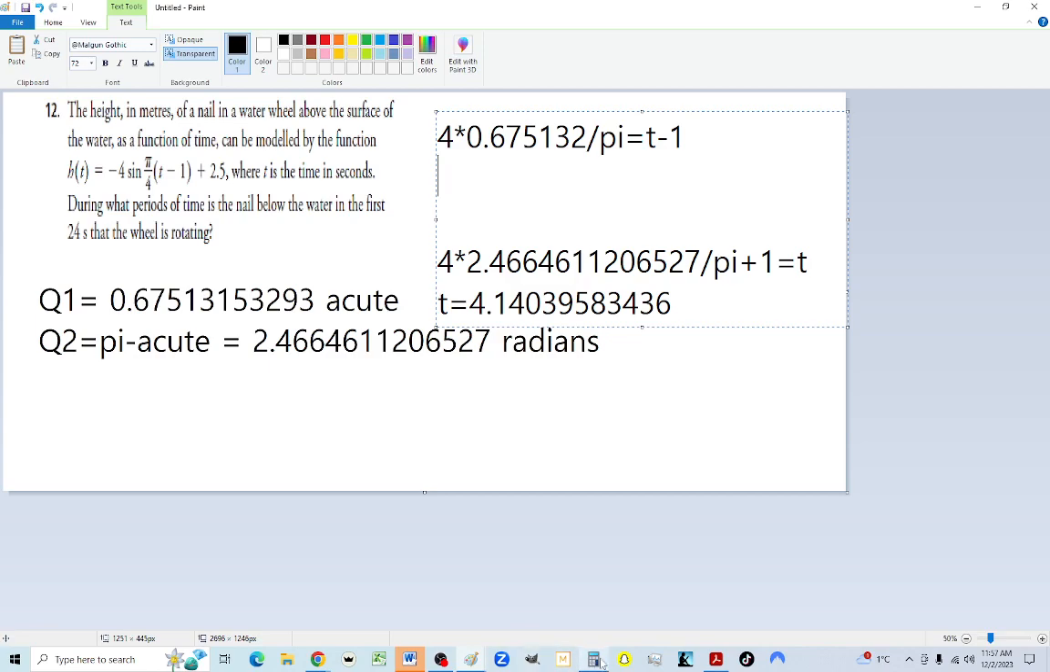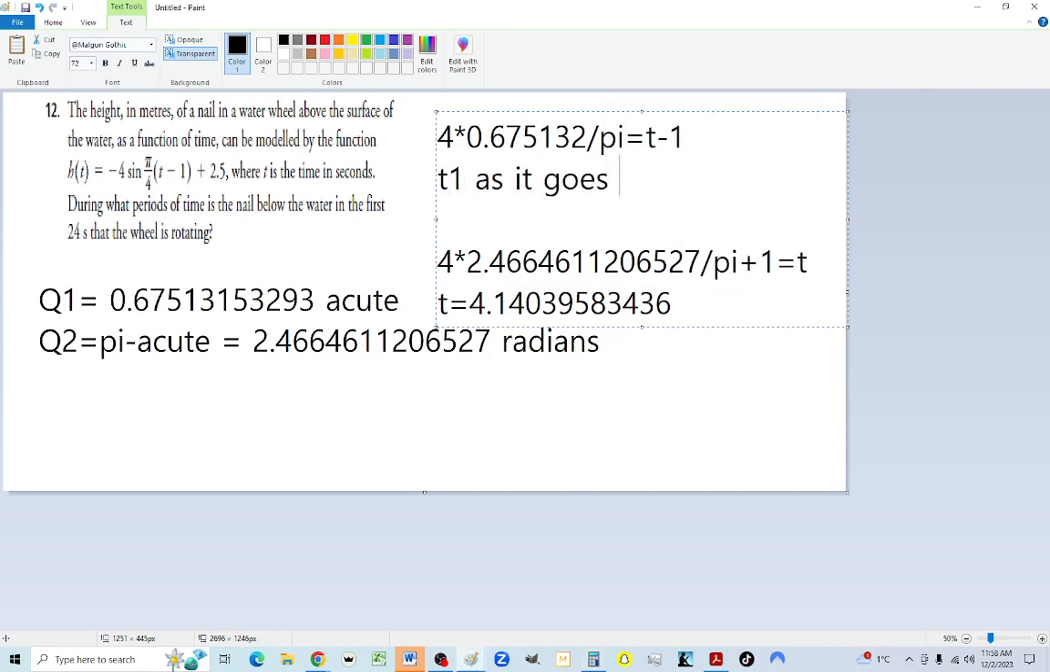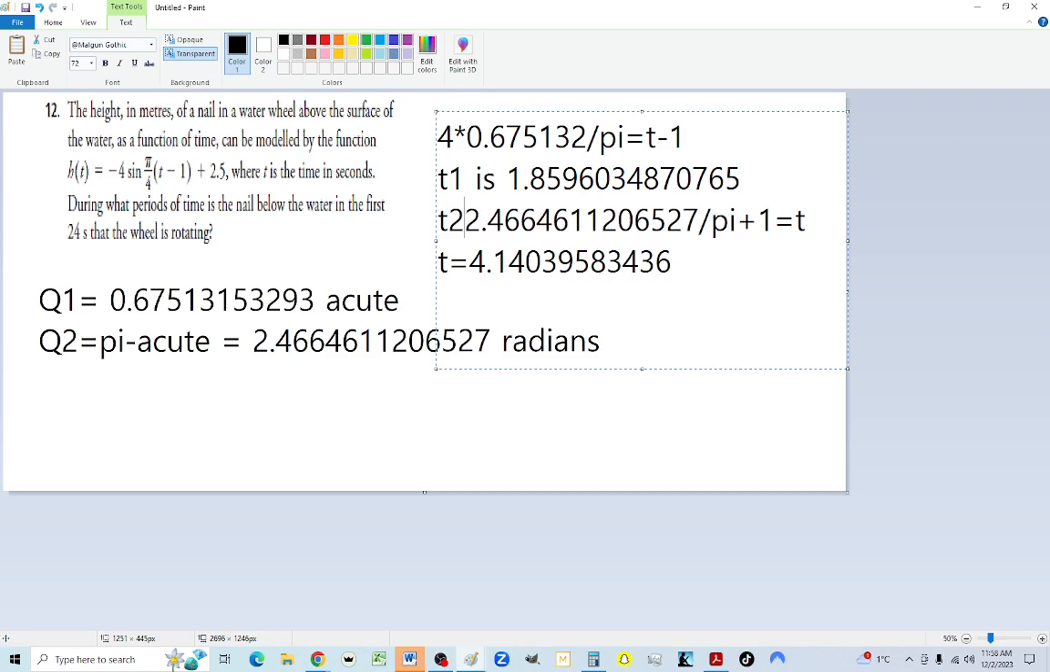So now we're going to take this first angle, which I should have put in memory. I'm going to multiply that by 4, divide it by pi, and add 1 to get this first time as it's dipping in the water. So time 1 as it goes in the water is, time 2 is, in seconds. Let's see if we got it right.